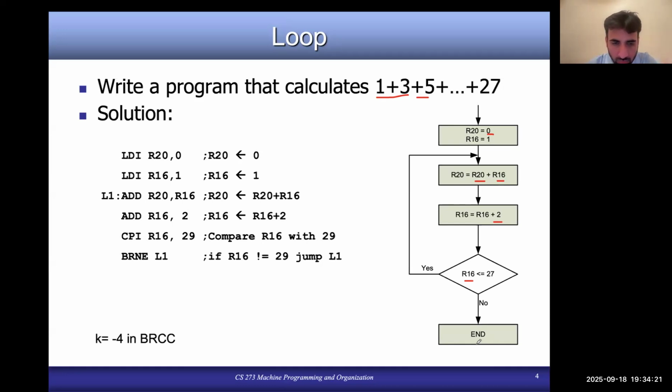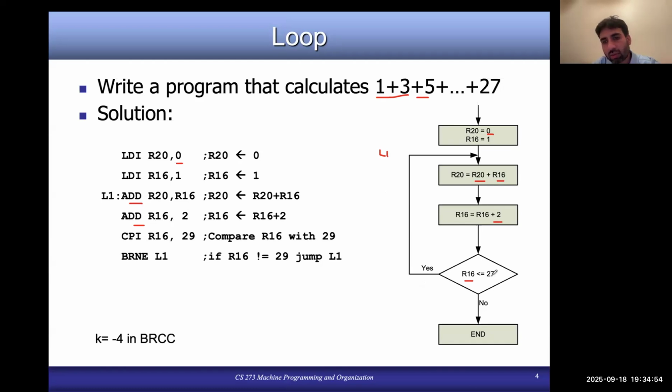So let's have a look at its equivalent assembly program. The initialization is easy. We are simply using the load immediate instruction to put the value of 0 in R20 and the value of 1 in R16. And then we are entering the body of the loop. Here our loop is starting, that's why we are putting L1 here, right? We are saying first add R16 and R20, then increment R16 by 2, and then compare R16 with 29. Why are we comparing with 29?